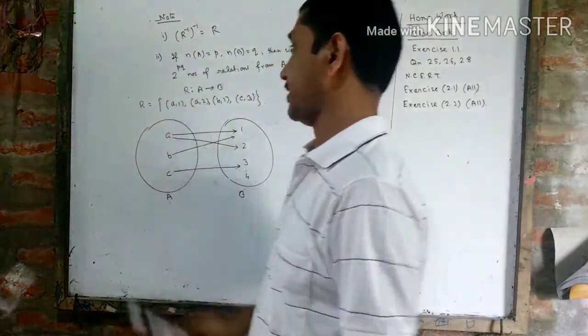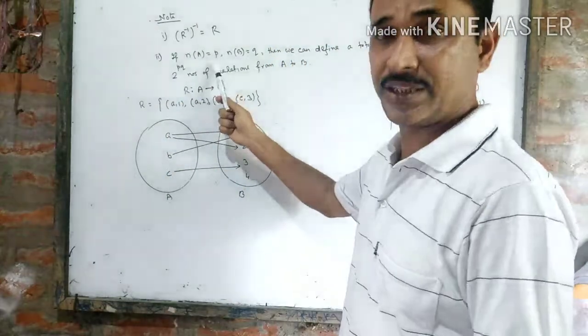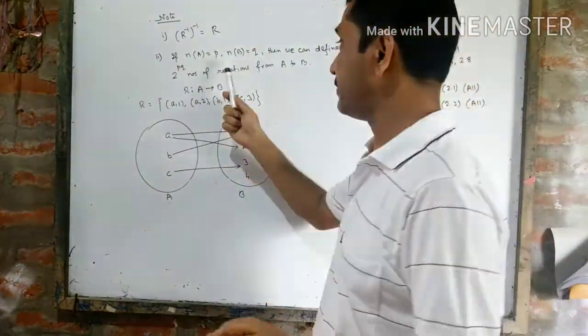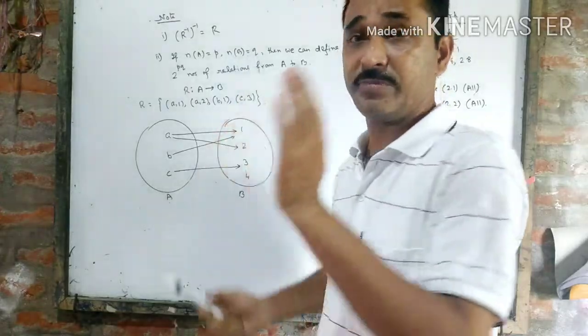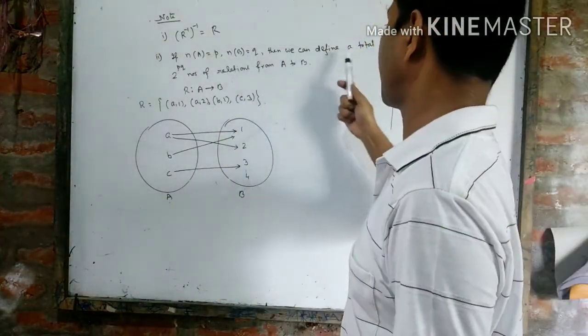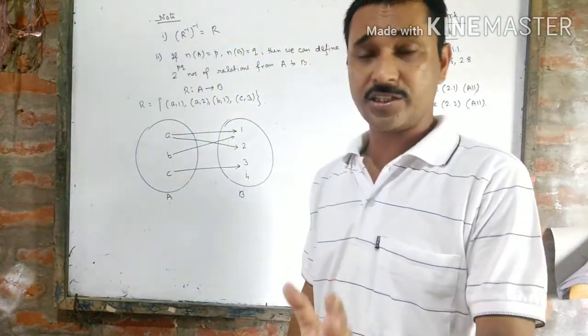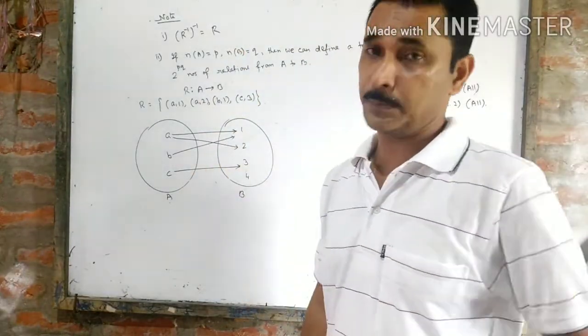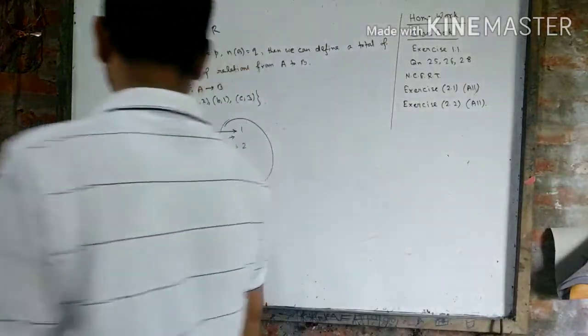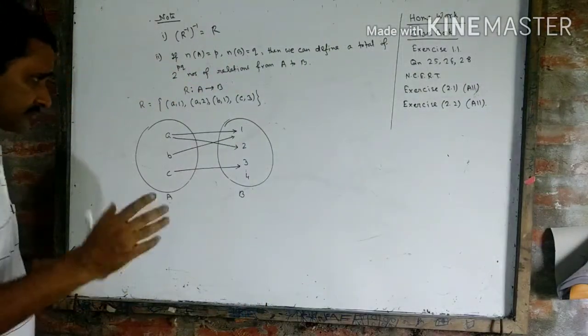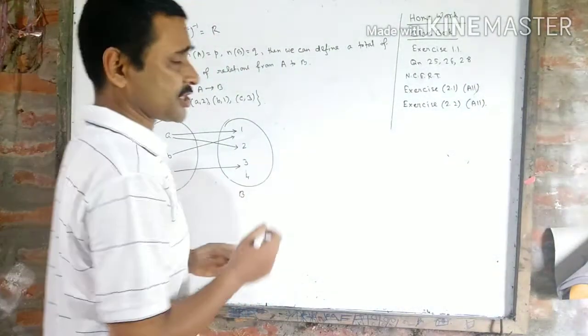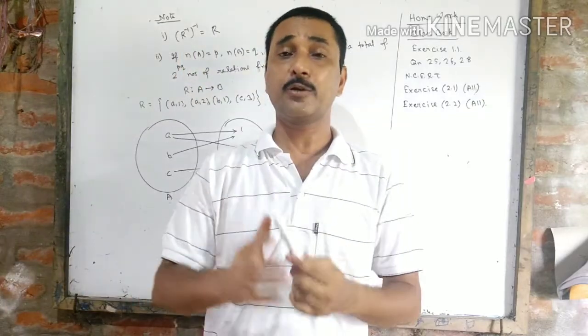And this is the note here. If n of A is equal to P, that means A has P elements, and n of B is equal to Q, B has Q elements, then we can define a total of 2 to the power PQ relations from the set A to the set B. Okay? Note it.